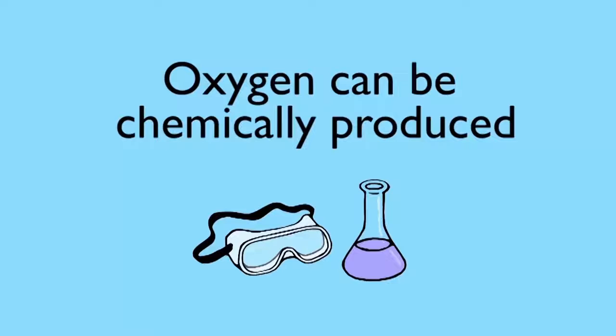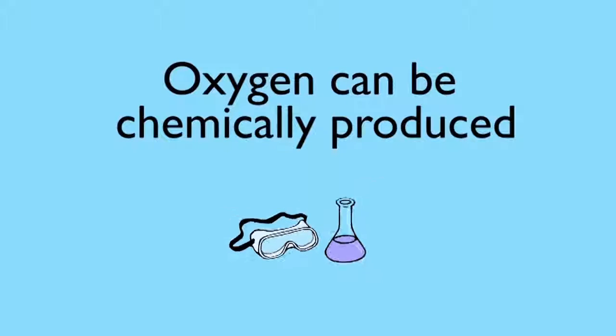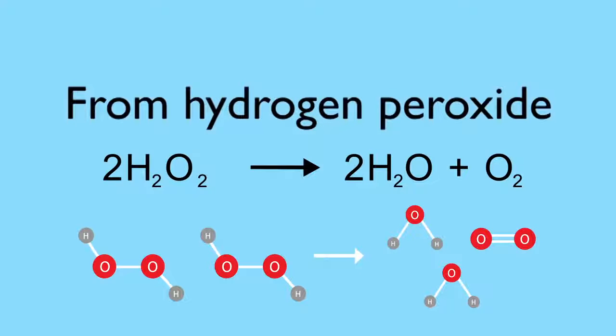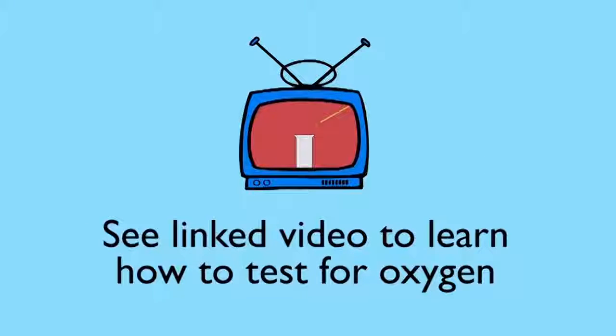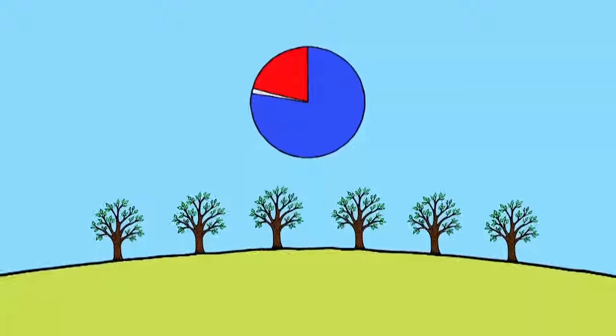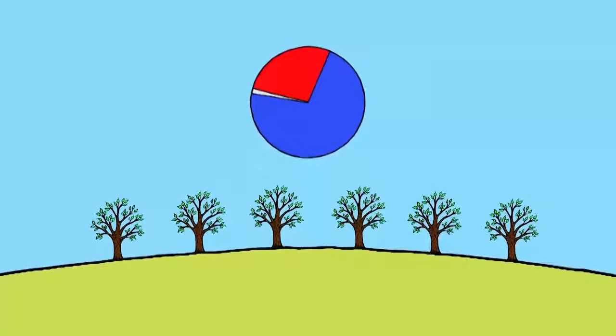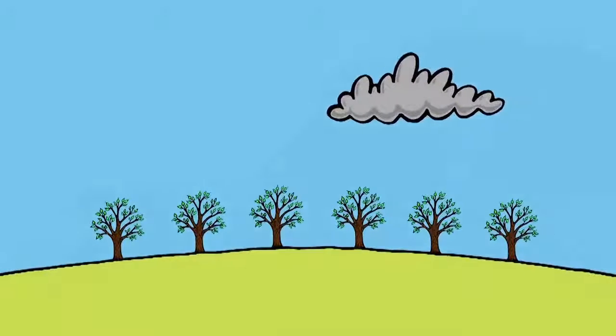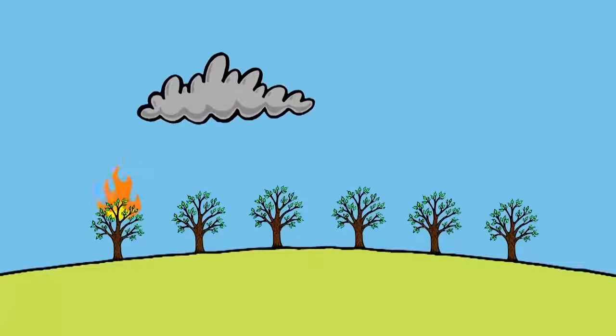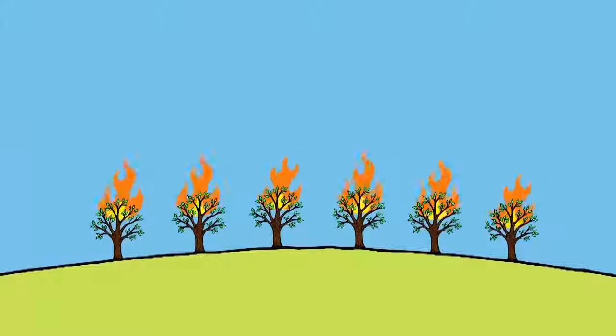Oxygen can be produced in the lab by the chemical decomposition of hydrogen peroxide. If the Earth's atmosphere consisted of 30% oxygen rather than 21%, forest fires would start with lightning and would never go out. Life as we know it would be impossible.